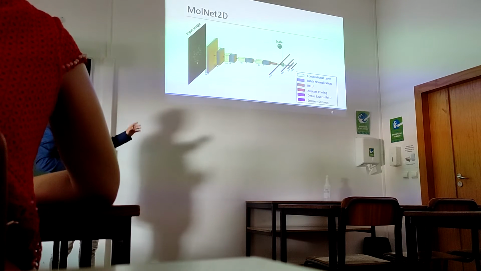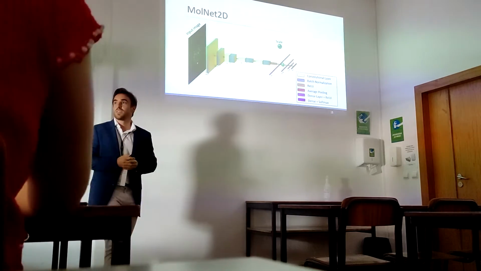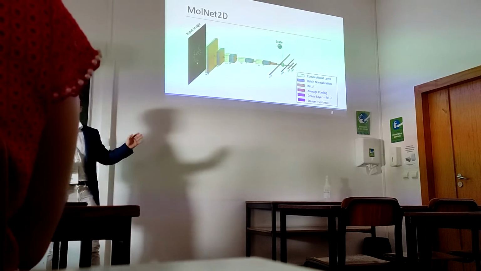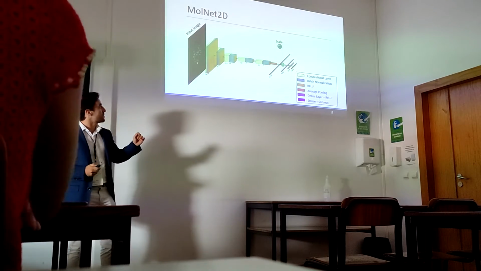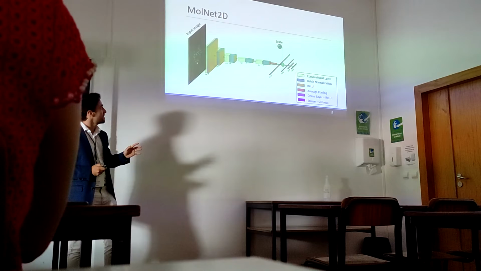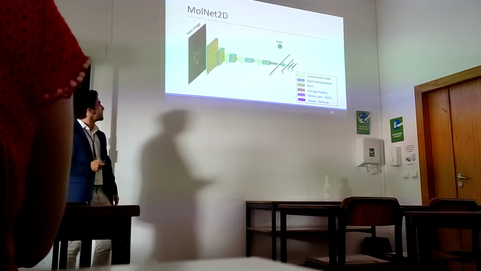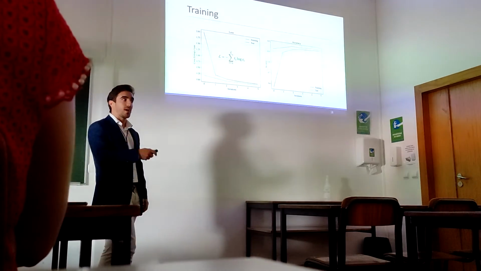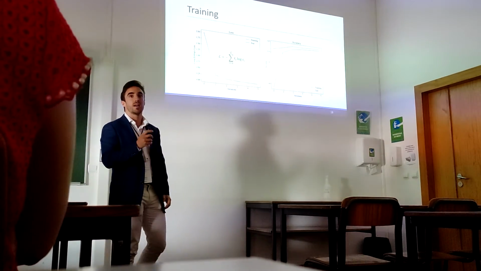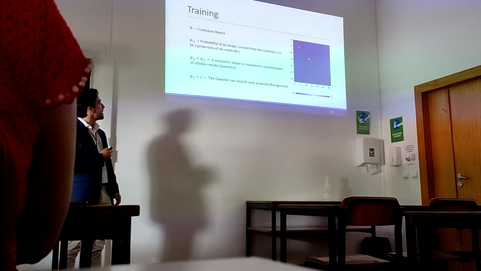So, with all of this, we built our neural network that we call Monolith 2D, since it was trained from bidimensional images. And we also considered to input the scale of each projection just before the fully connected layers. We trained our neural network by back-propagating the cross entropy loss, and we updated the weights with the Adam optimizer.